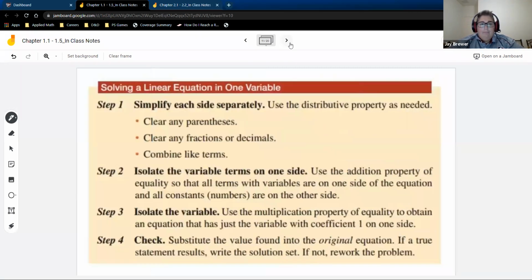Okay. All right. Here you can take a moment and write down the steps for solving an equation. We basically went through this without saying it. So you want to clear out your parentheses, clear out any fractions or decimals, and then you want to combine like terms. And then what you want to do is isolate the variable terms to one side and isolate the variable. So this is where we moved all the x's to the left, and then we got all the numbers to the right. And then the last thing you want to do is check. Okay.